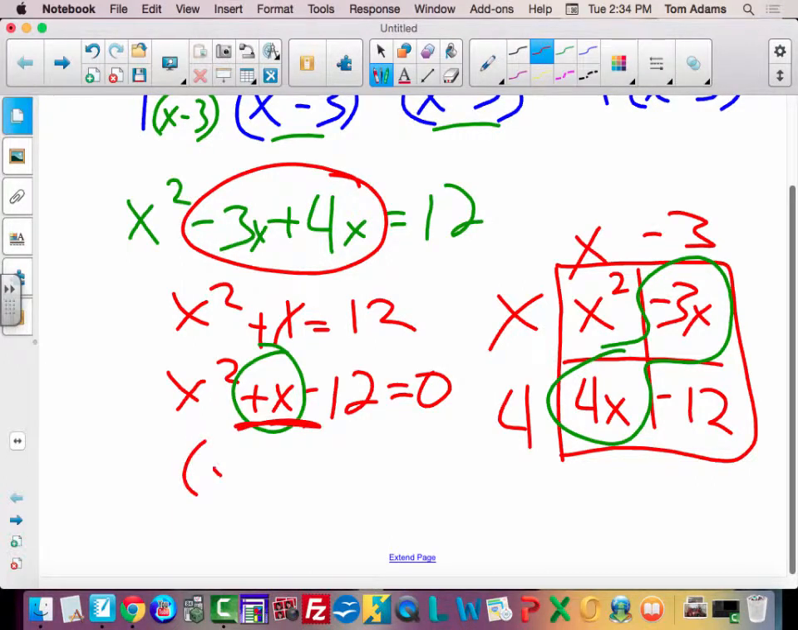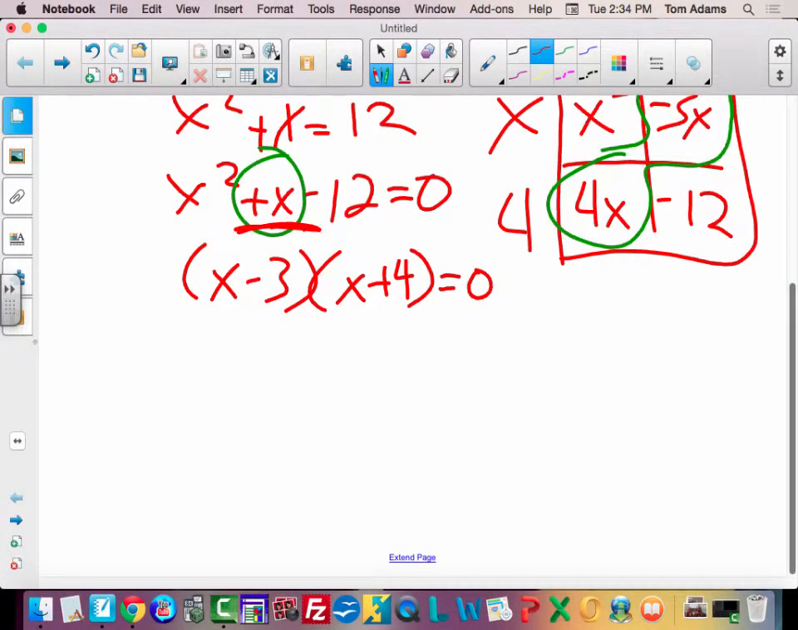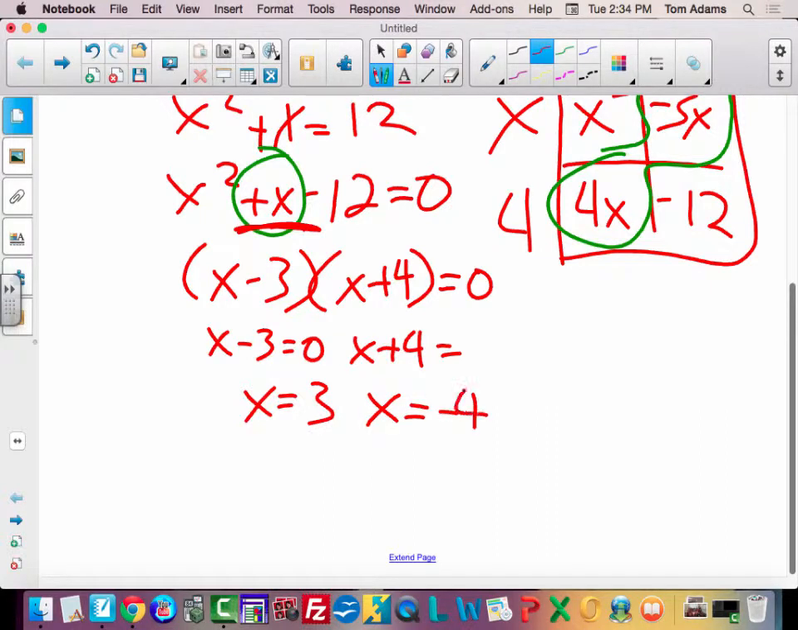So what I just did is I figured out that x squared plus x minus 12 is factorable into x minus 3 times x plus 4, and I set that equal to 0. Now the only way to get 0 is 0 times 0, so x minus 3 should equal 0, and x plus 4 should equal 0, or x equals 3 and x equals negative 4.